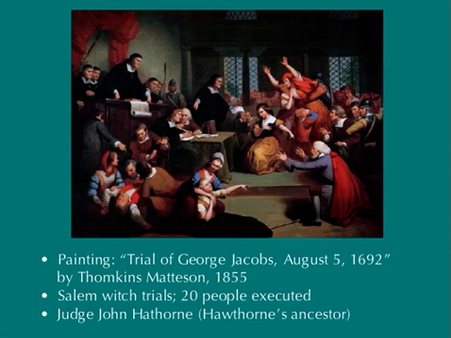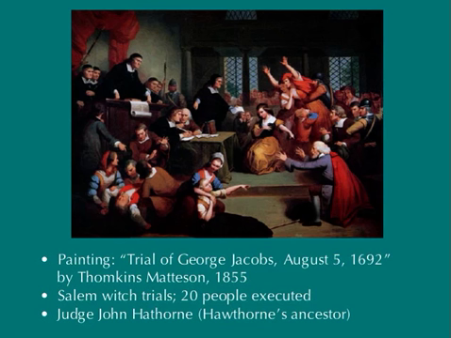Here on slide 4, we have a painting called The Trial of George Jacobs from 1692. It was actually painted in 1855, but it is referring to the Salem witch trials, which occurred in 1692 to 93. This was when Salem, Massachusetts was still a British colony, and this was a Puritan community, and 20 people were executed as a result of being convicted of witchcraft.